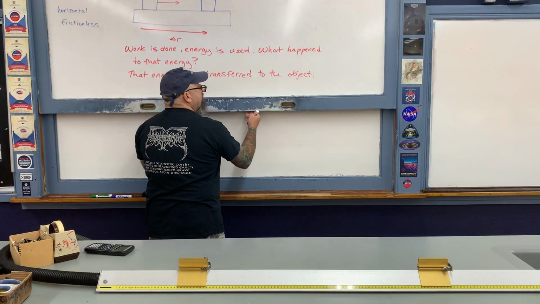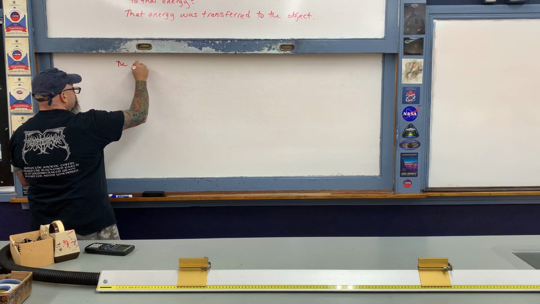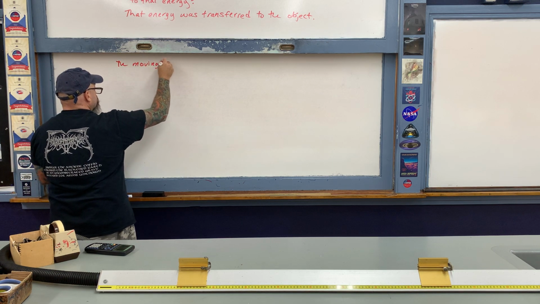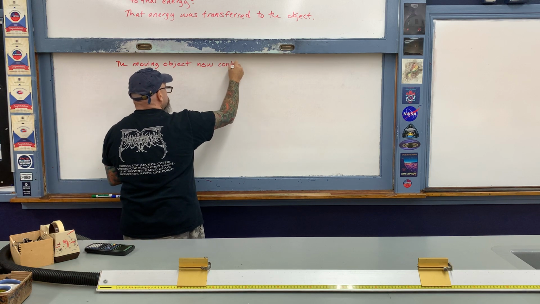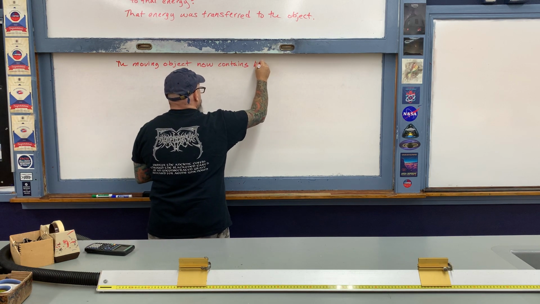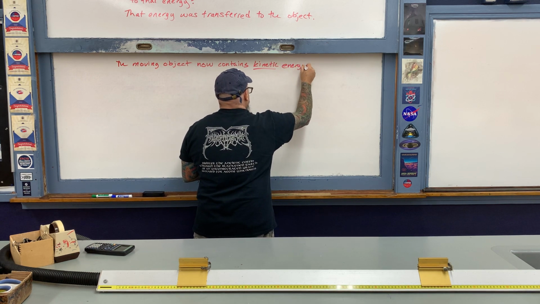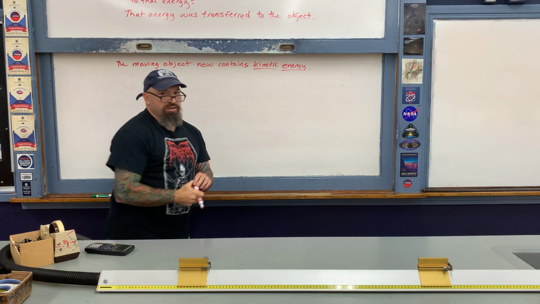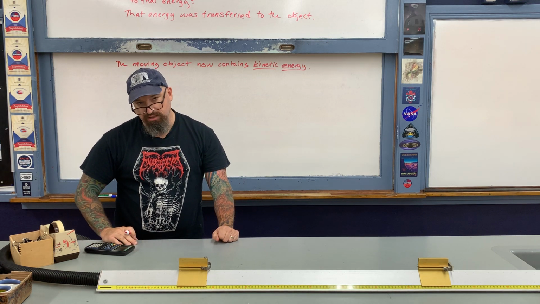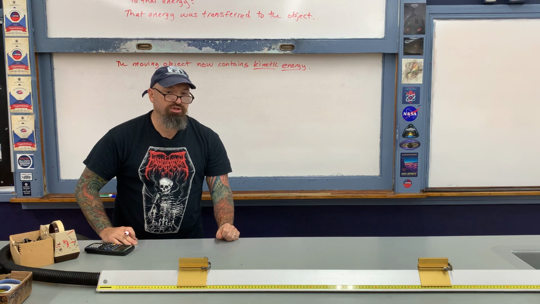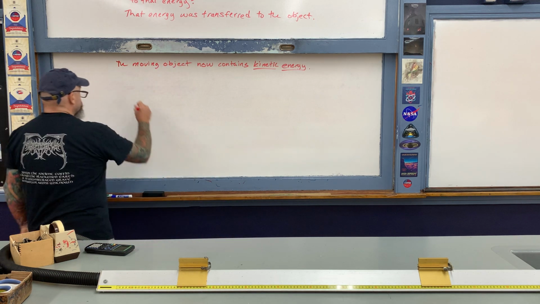So now let's go ahead and add here to the description. The moving object now contains, as we say, kinetic energy. Kinetic energy is the energy associated with motion. It's the simplest form that energy takes. A moving object must contain energy because a moving object can do work on something else.